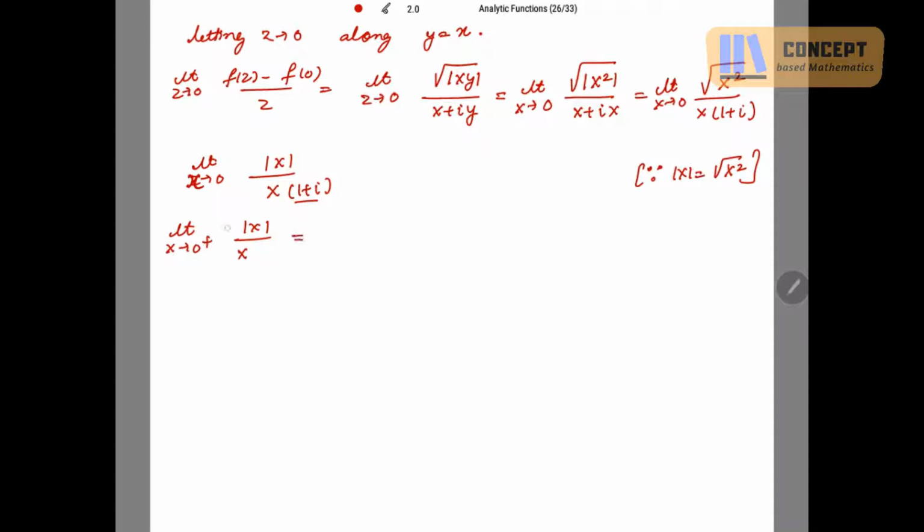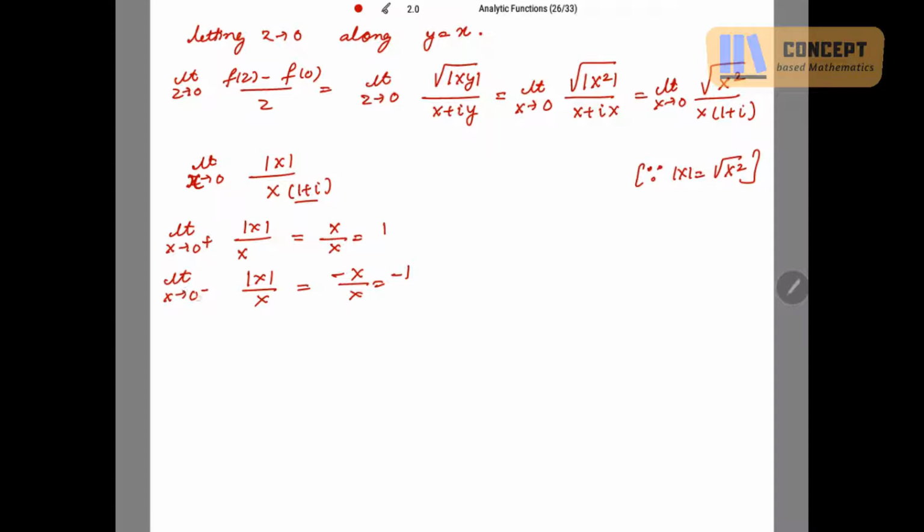So if x tends to 0 positive, then mod x is also positive. This comes out to be 1. The left hand limit, x tends to 0 negative, mod x over x is equal to minus x over x, which is equal to minus 1.